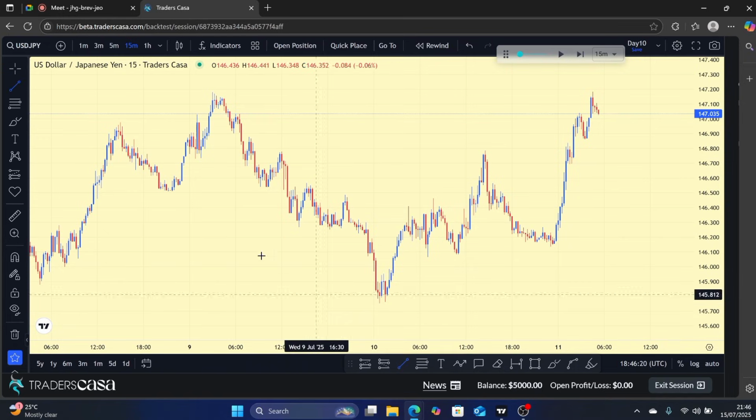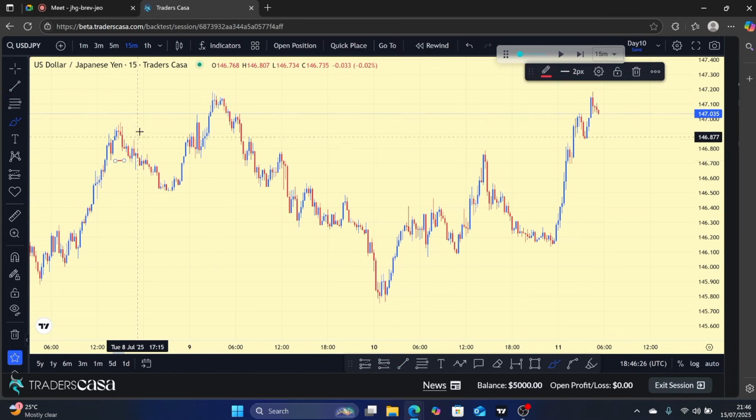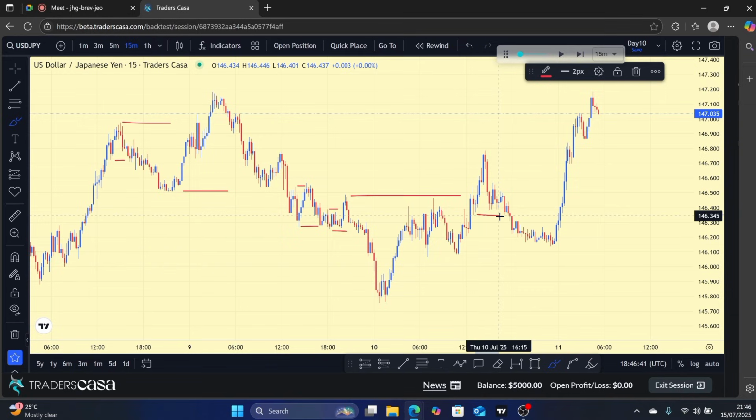So real quick here, you can see the inducement is taken out. Let me use this one. There's the inducement taken out, break of structure, change of character, inducement swept, break of structure, minor inducement taken out, break of structure, and this one here is a change of character, then inducement taken out, change of character. So this means our new trading range ranges from there and currently ends there. All right, that's good.